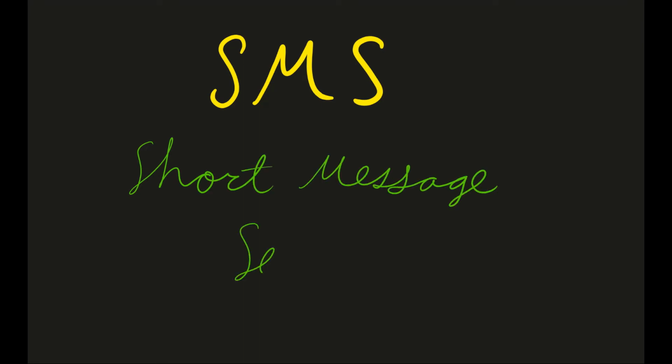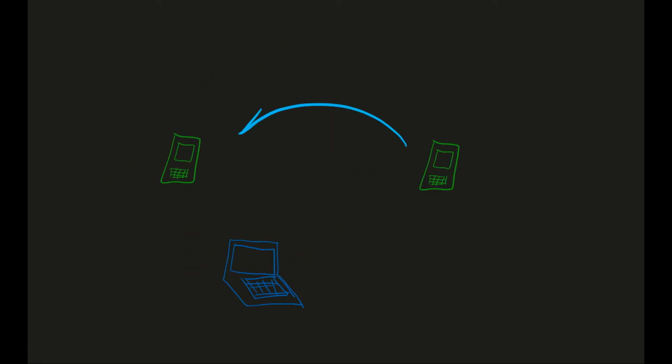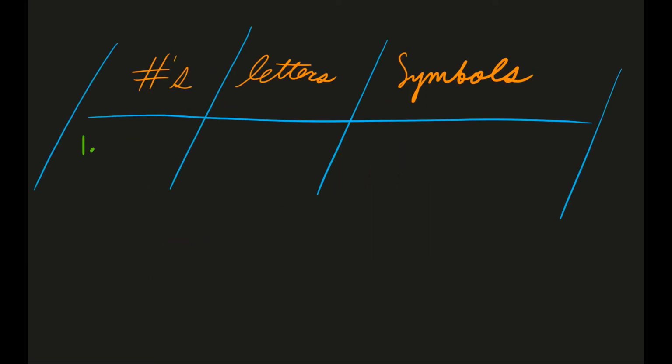SMS stands for Short Message Service. It is a method of communication that sends texts between cell phones or from a PC or a handheld to a cell phone. It is called a short message because it has a maximum size of 160 characters, which includes letters, numbers, or symbols. These short alphanumeric strings don't require a lot of bandwidth and are transmitted with low latency.